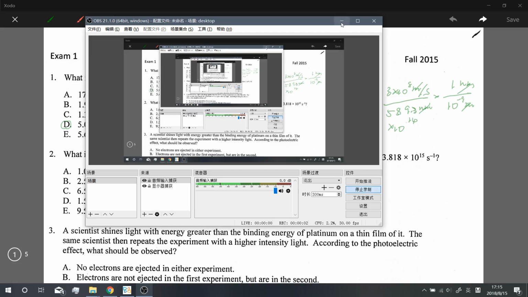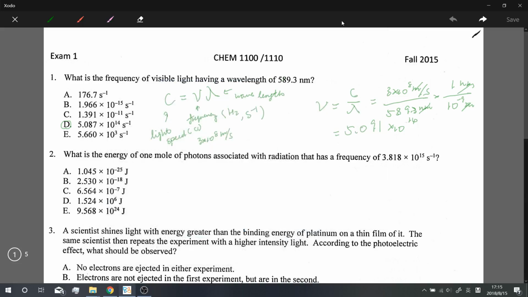Okay, so let's get to question number 2. It says, what is the energy of 1 mole of photons associated with radiation that has a frequency of 3.818 times 10 to the power of 15 seconds to the minus 1, 1 over seconds. So I guess if you study hard enough as last time, you'll remember there's a formula on the formula sheet.